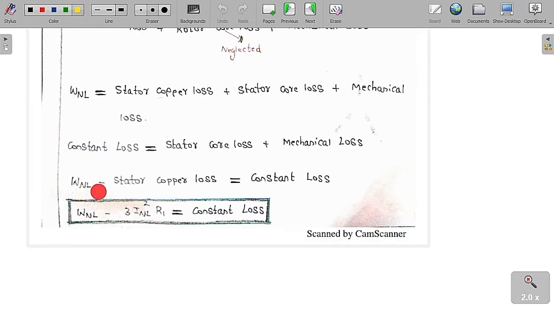So the input power minus the stator copper loss is equal to the stator core loss plus the mechanical loss, which is called the constant losses. So WNL minus the stator copper loss, and since there are 3 windings, 3 into INL square into R1, gives us the constant losses of the induction motor. If you know this, it is very useful to figure out the efficiency of the induction motor also.